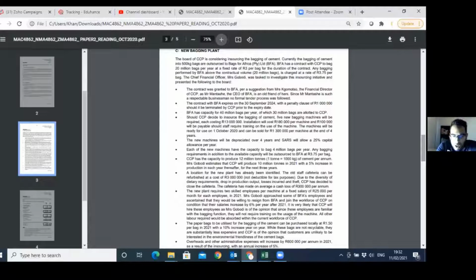Let's read on. Where did I stop? Per annum. Mrs. Gobodi estimates that CCP will produce 10 million tons in 2021. So in 2021, they're going to produce 10 million tons. That is equivalent to 20 million bags. So we're reaching full capacity in terms of the bagging machines. Then in 2021, with a 5% increase in production each year thereafter for the next 3 years.